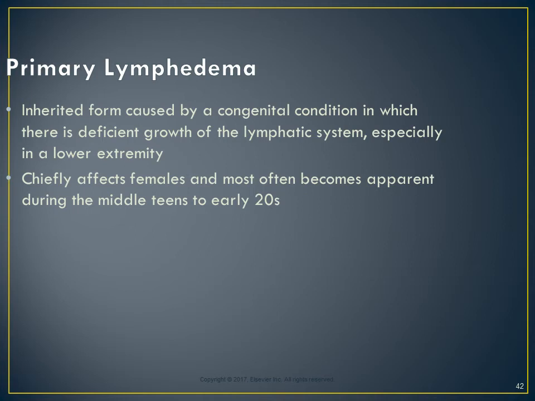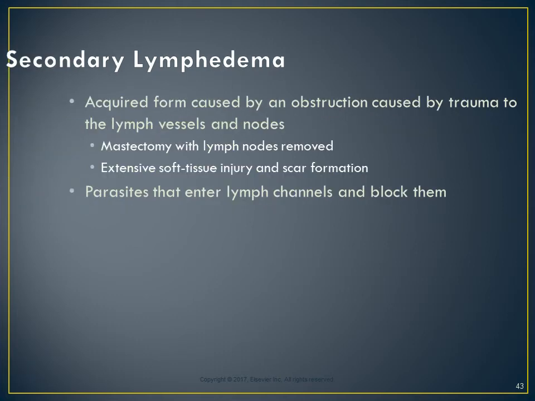Primary lymphedema is an inherited form caused by a congenital condition in which there is a deficient growth of the lymphatic system, especially in a lower extremity. It chiefly affects females and most often becomes apparent during the middle teens to early 20s. Secondary lymphedema is an acquired form caused by an obstruction or trauma to the lymph vessels and nodes. Very often we see this with a mastectomy when the lymph nodes are removed, or extensive soft tissue injury and scar formation. Parasites that enter lymph channels and block them are also a way to get this.